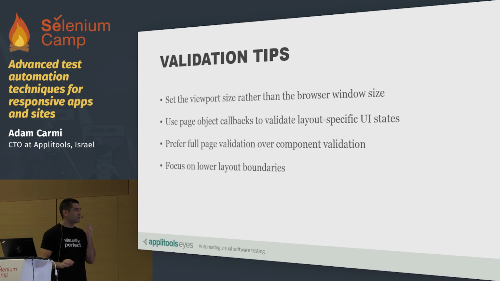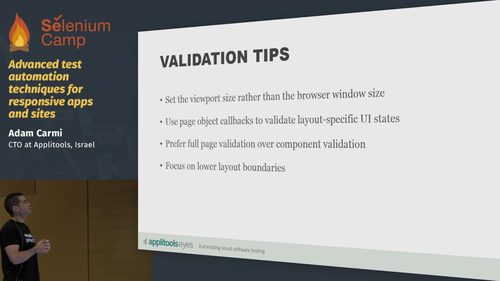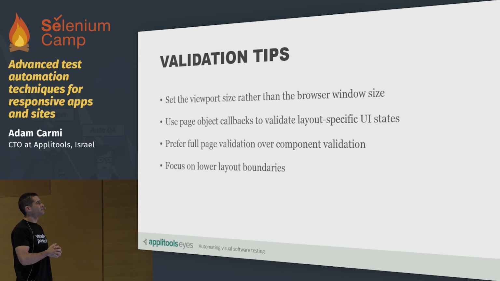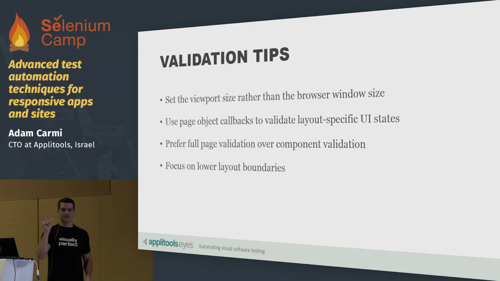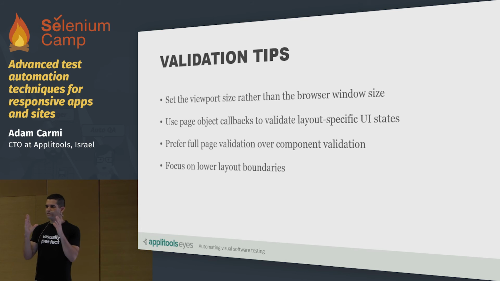OK, so let's review some tips related to validation. So the first tip suggests that you should set the viewport size rather than the browser window size. So we started out by setting the size on the browser window, and then we switched it to the eyes SDK. Now, the reason this is important is because when you're testing the layout of your application, you need to test the boundary cases when you switch from one layout to the other. So you have to be very accurate on setting the viewport size to that exact transition point.